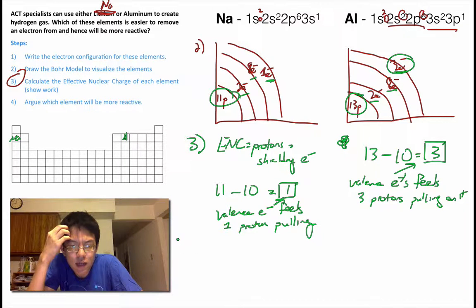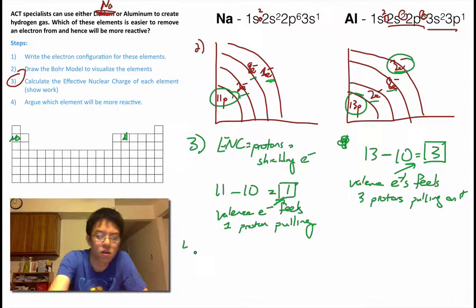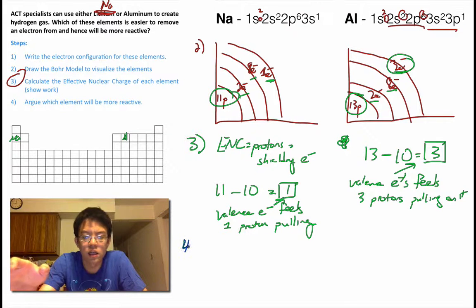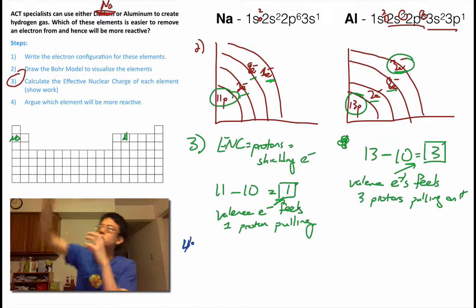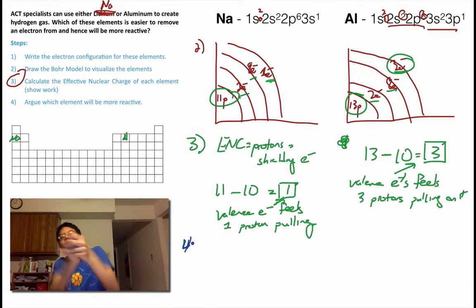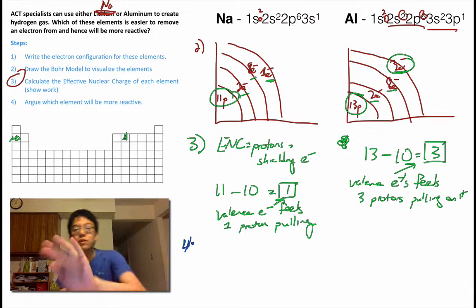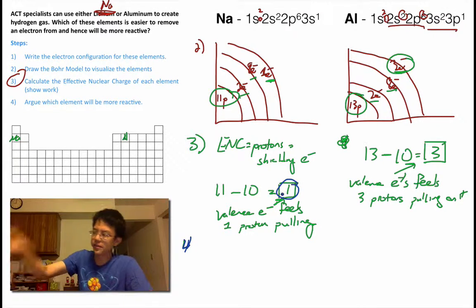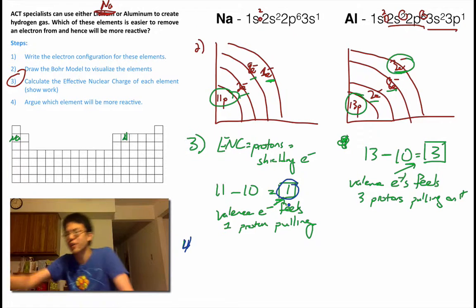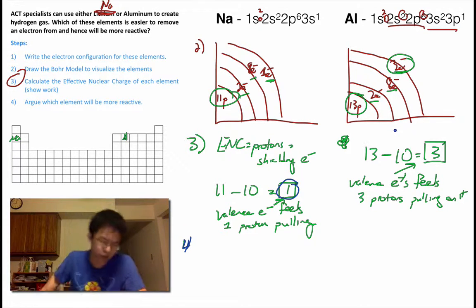All right, and now we just got to make an argument. We've got all the facts we need as to which one is harder to remove an electron from. Let's say I'm trying to pull this electron off, right? I'm trying to take this electron from it. And in sodium, we've got only 1 proton trying to fight against it, so that's not too bad. I can fight 1 proton and pull that off. It doesn't take much energy.